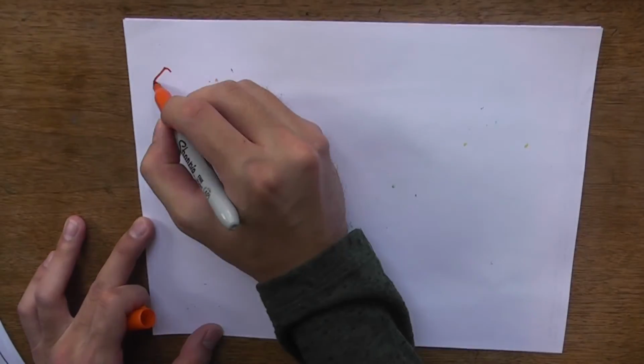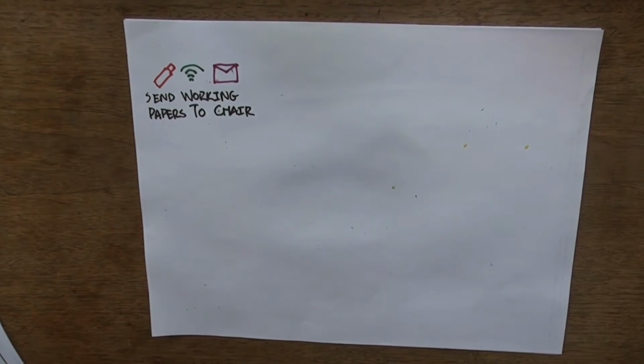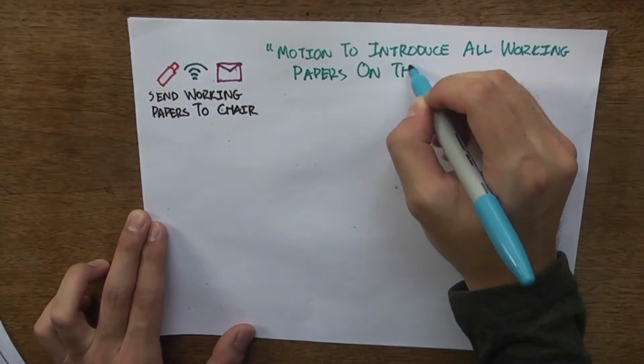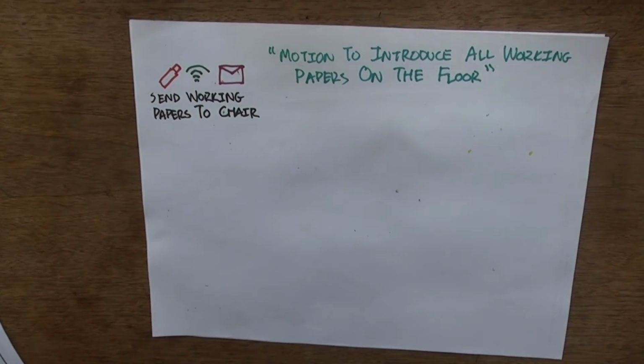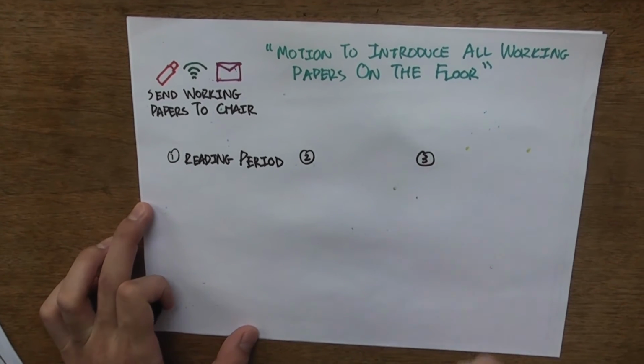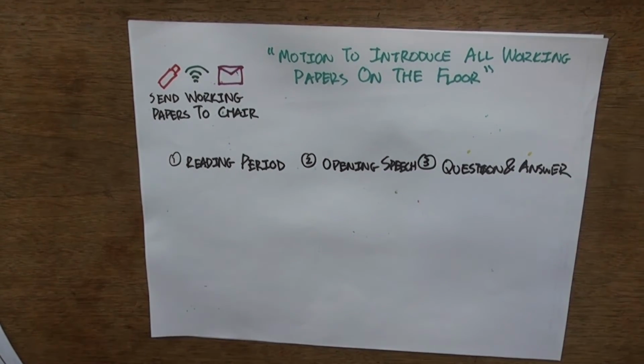Around the end of second session on Friday, you should hand in your working papers to the chair, either by USB, airdrop, or email. At the start of third session, you can begin by a motion to introduce all working papers on the floor. At this time, each directive will have 1. A reading period, 2. An opening speech by the authors, and 3. A question and answer session.